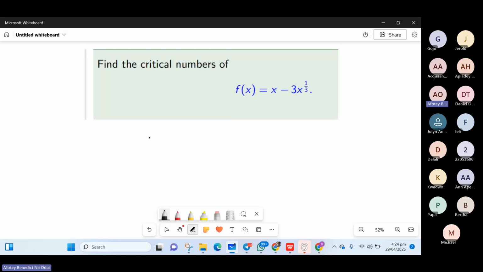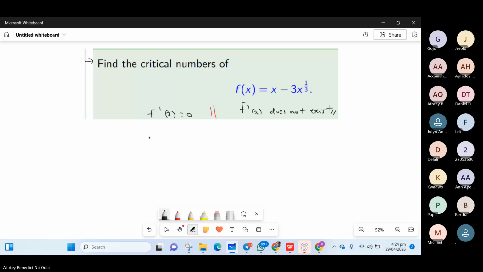especially on differentiation and integration. Find the critical numbers of f of x is equal to x minus 3 x to the power 1 on 3. Again, the critical numbers are the numbers you get when f prime of x is equal to 0, or, and this part is also very important, f prime of x does not exist. These are the two conditions.